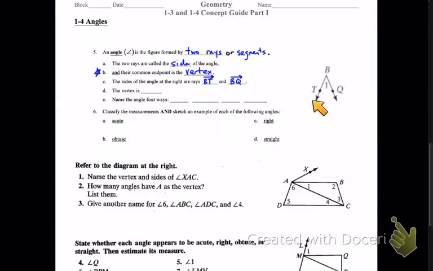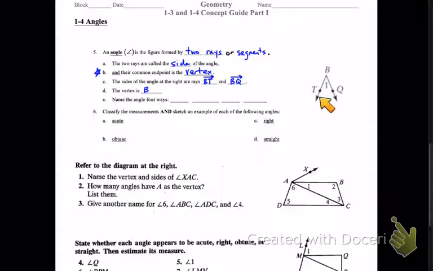So we will be naming sides of angles. So you would say this angle here has ray BT or BQ. To name it as segment BT or segment BQ, well, we'd have to consider that correct as well. The vertex is point B.